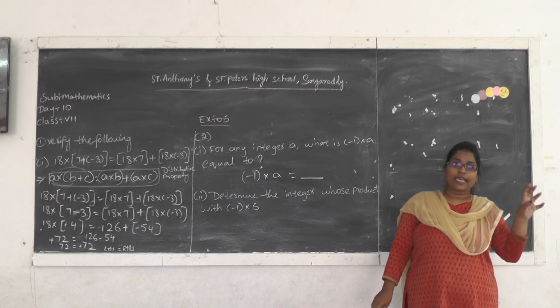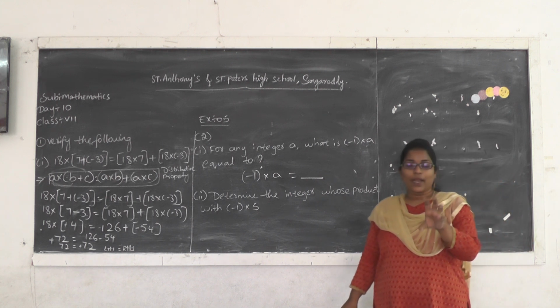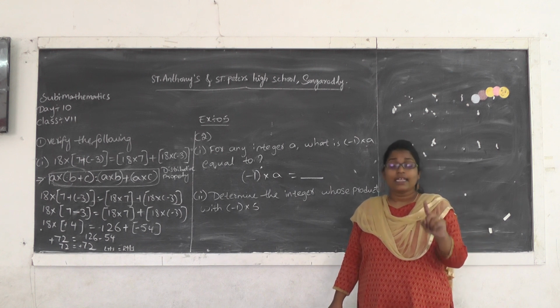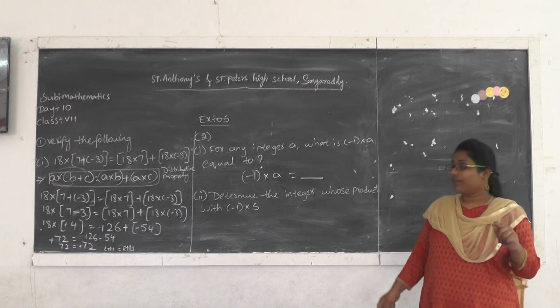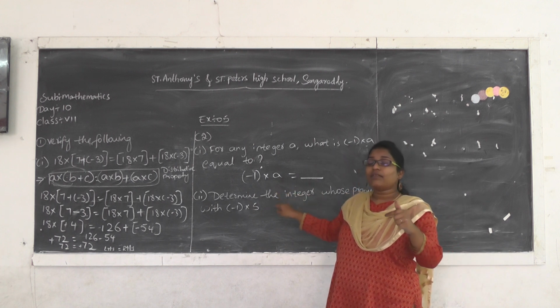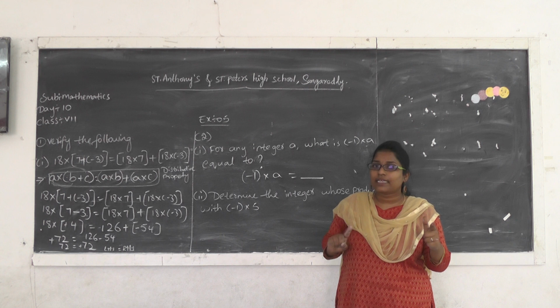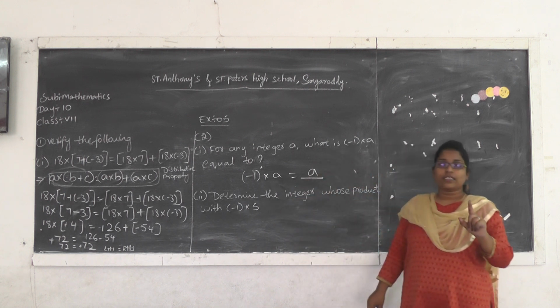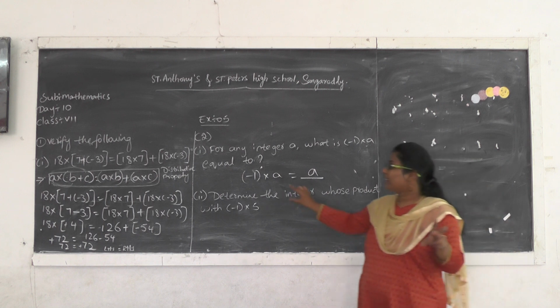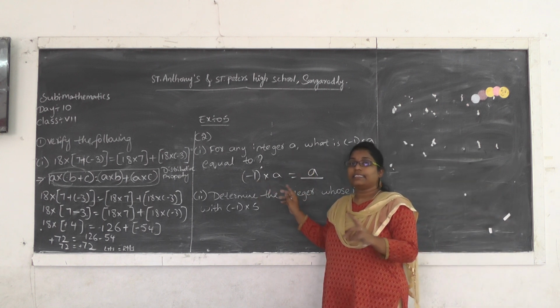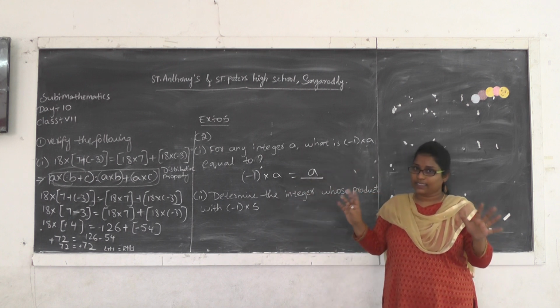In the previous session I explained, according to the multiplicative identity, if we multiply any integer with 1, the result is the integer itself. Here we have to consider the integer as a. If we are multiplying a with 1, what will be the result? A only. The result is not going to be changed. If we multiply any integer with 1, or 1 with any integer, the result will be the integer itself.